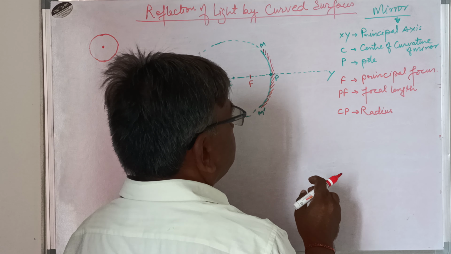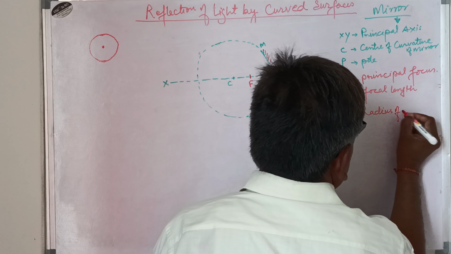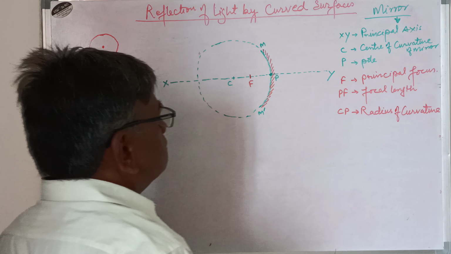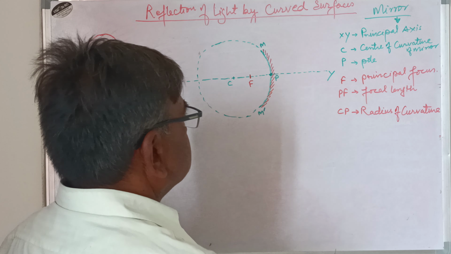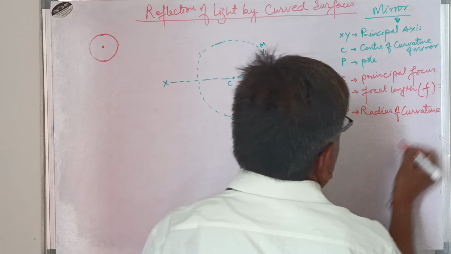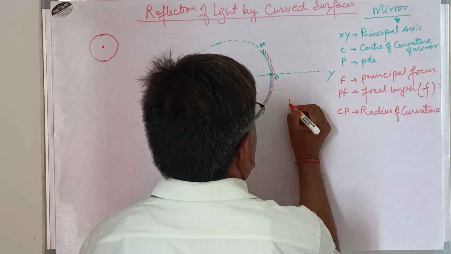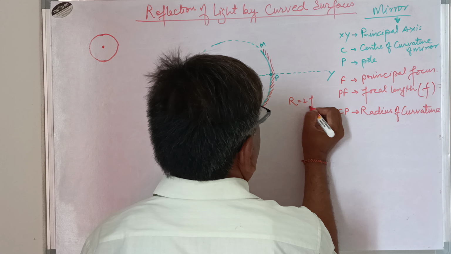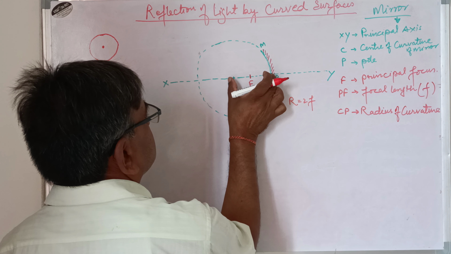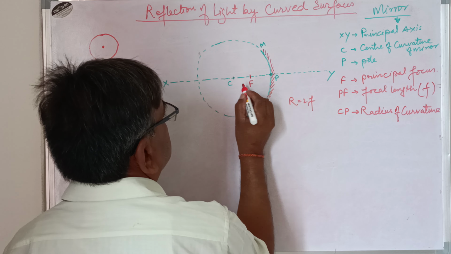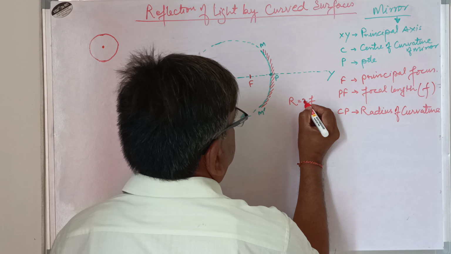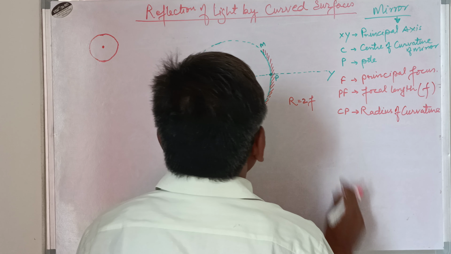So now let us proceed. See the radius of curvature. See the relation: focal length is denoted by small f. So here we know that R is equal to 2F, because F is the midpoint of CP. R is equal to 2F is automatically established.